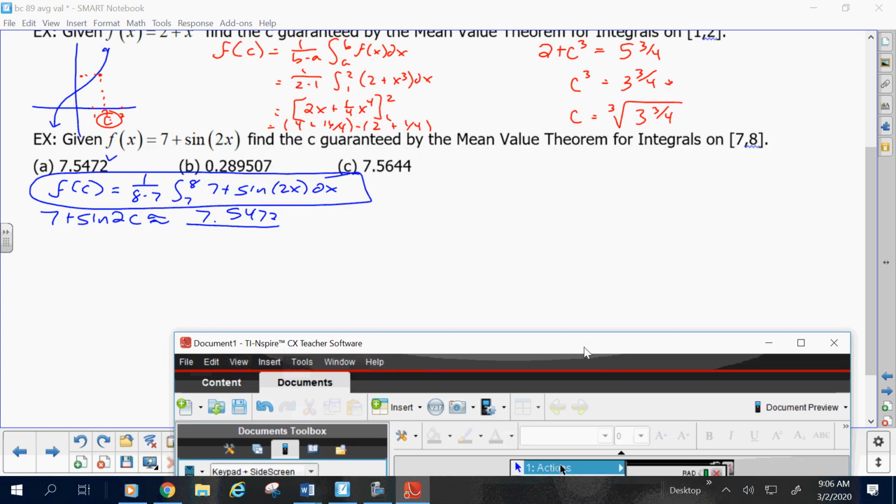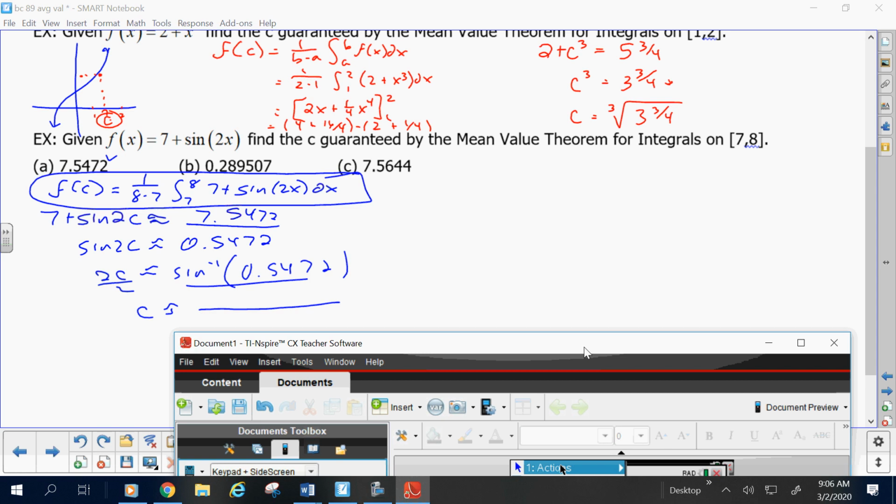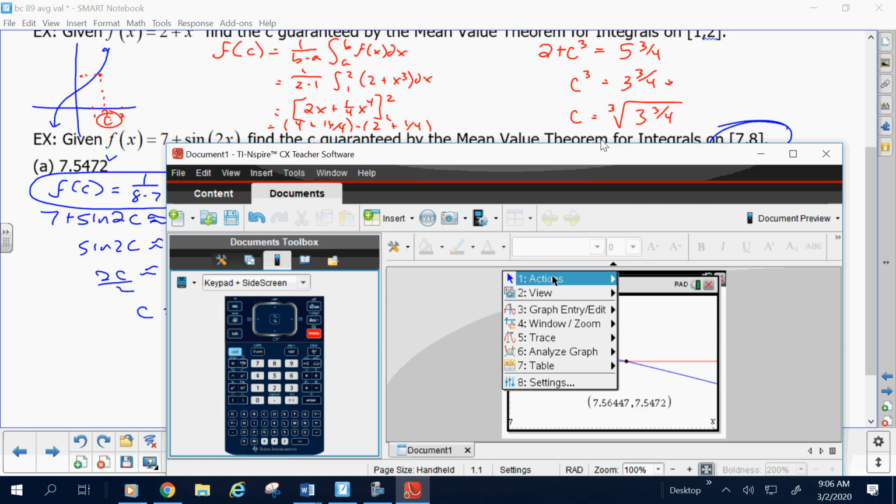Now, after that, you probably picked up your calculator, and I hope you did, because if you solve this analytically, sine of 2c is 0.5472, and then you did inverse sine of that and divided by 2. What is your calculator programmed to do when you do inverse sine? It is programmed to give you negative pi over 2 to pi over 2. Well, that is not where you're looking for an answer. So that's not going to work. You're going to need to think more graphically.